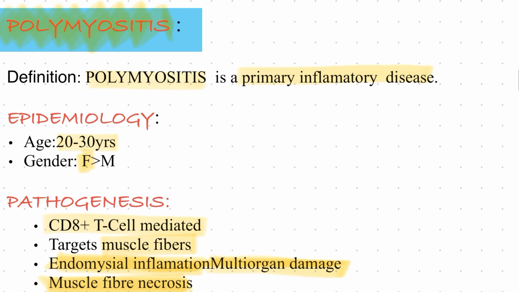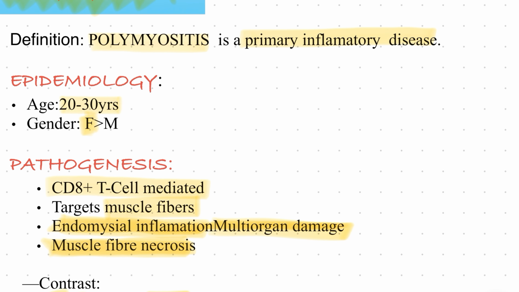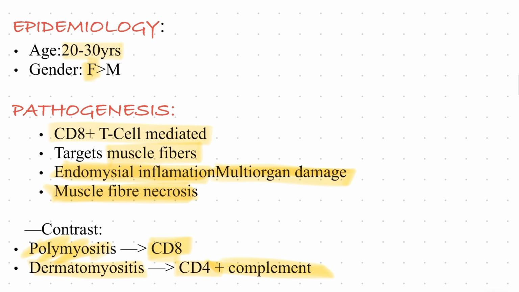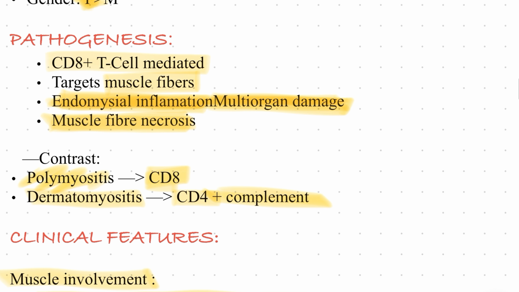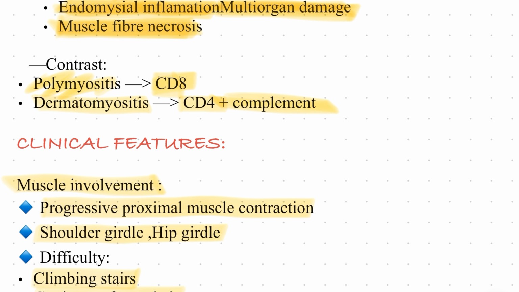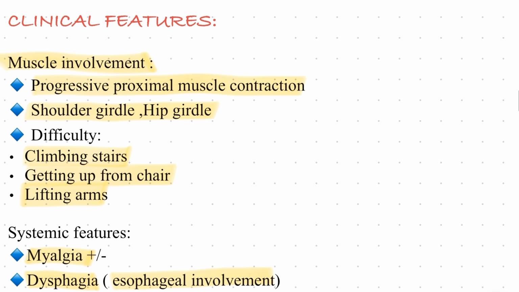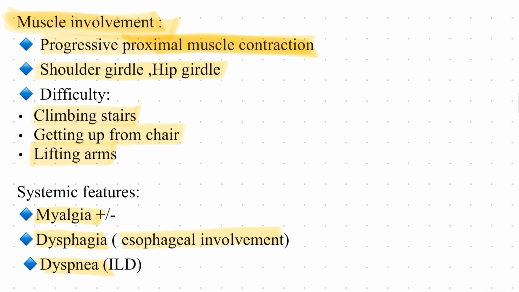So in this lecture, we learnt about an important topic in rheumatology, that is polymyositis. Definition we learnt, it's a primary inflammatory disease. Then coming to epidemiology, 20 to 30 years, female preponderance. Pathogenesis, we saw endomysial inflammation, which leads to muscle fiber necrosis. Then in contrast, in polymyositis CD8 will be involved, in dermatomyositis CD4 plus complement will be involved. Clinical features, we saw muscle involvement, which will be proximal, you need to remember. And we have another DD, which involves distal muscles.